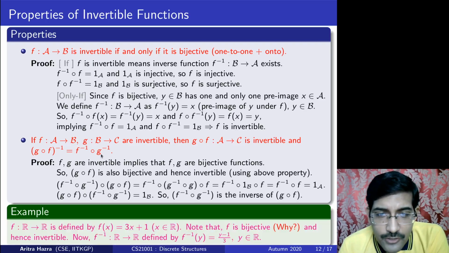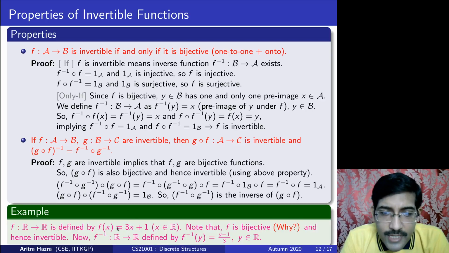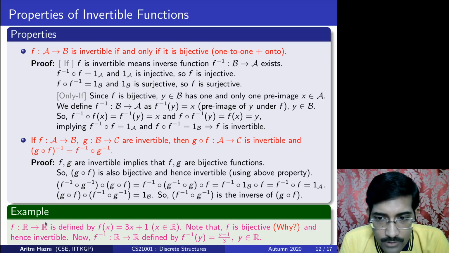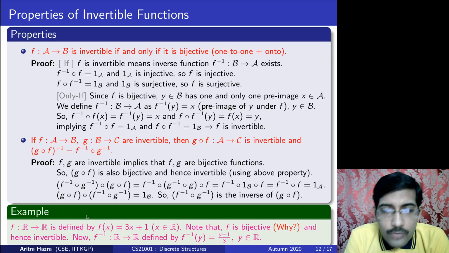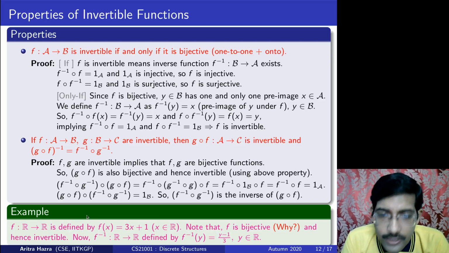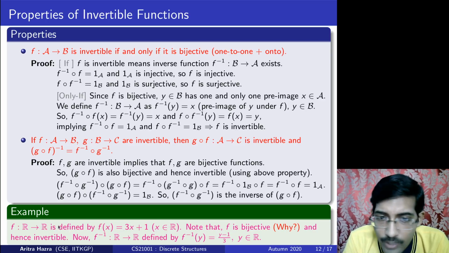If you are convinced with that, let us take an example. Let's say f of x equals 3x plus 1, where f is defined as a mapping from real to real. So f is bijective, right? Because every element of its codomain has a unique pre-image in its domain, and that pre-image is a particular element. So it's definitely bijective because it has one and only one image.